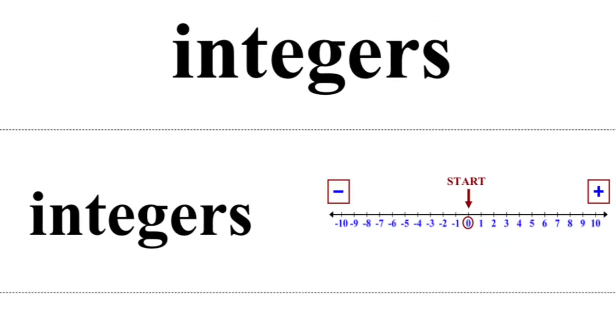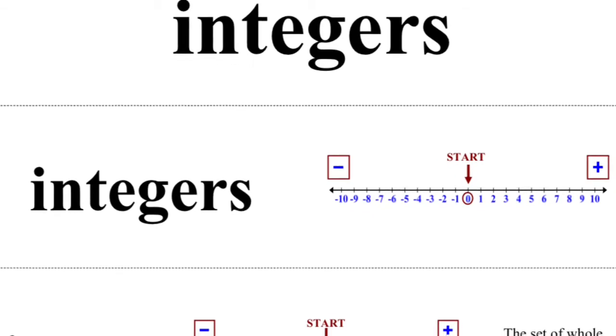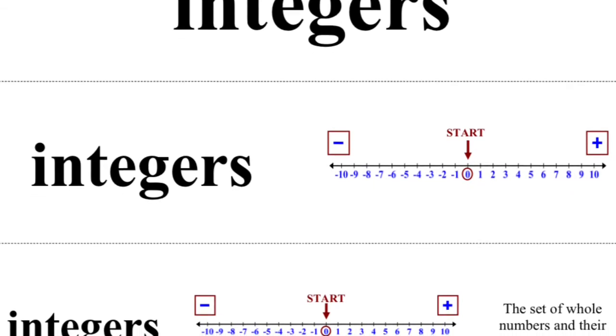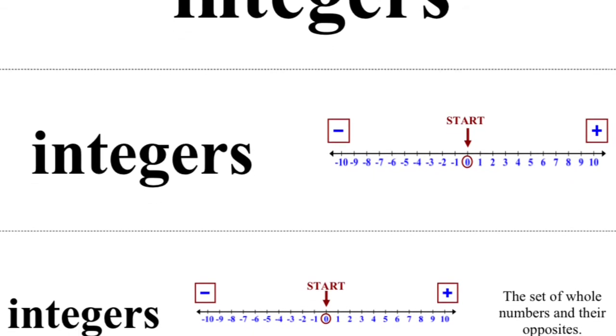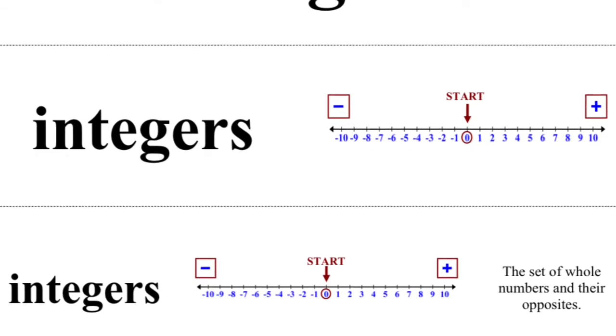An integer number is any number, positive or negative, that does not have a decimal or a fraction attached to it. Integers could be -5, 10, 0, as long as it doesn't have a decimal and as long as it doesn't have a fraction.